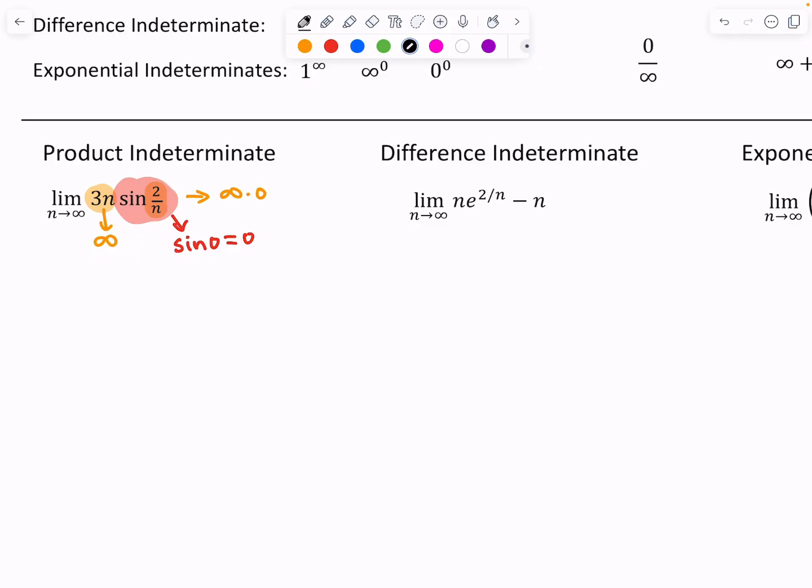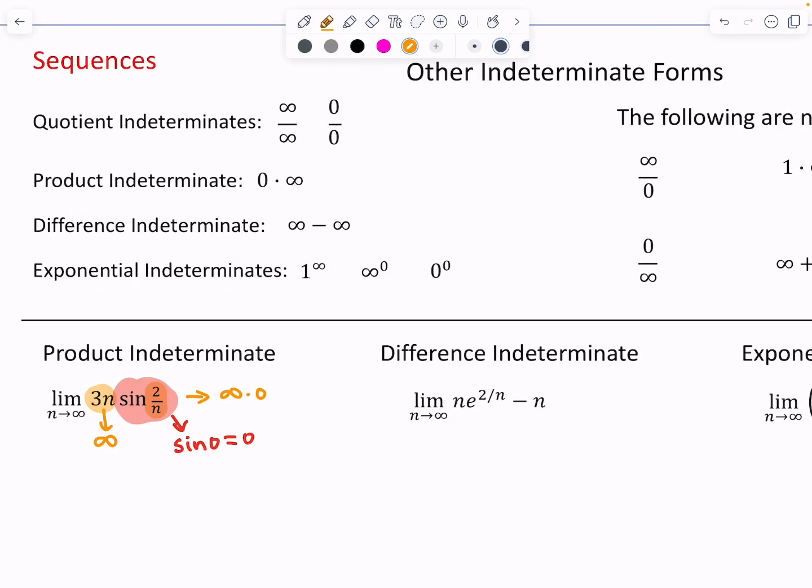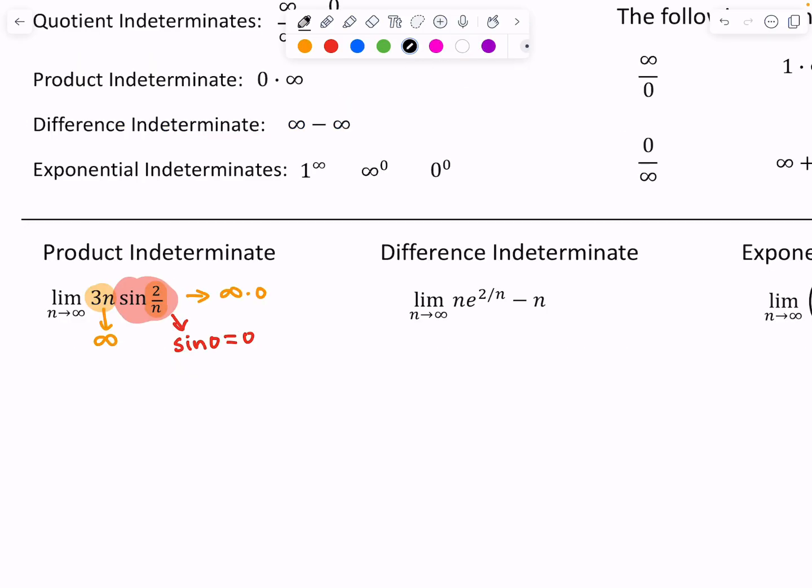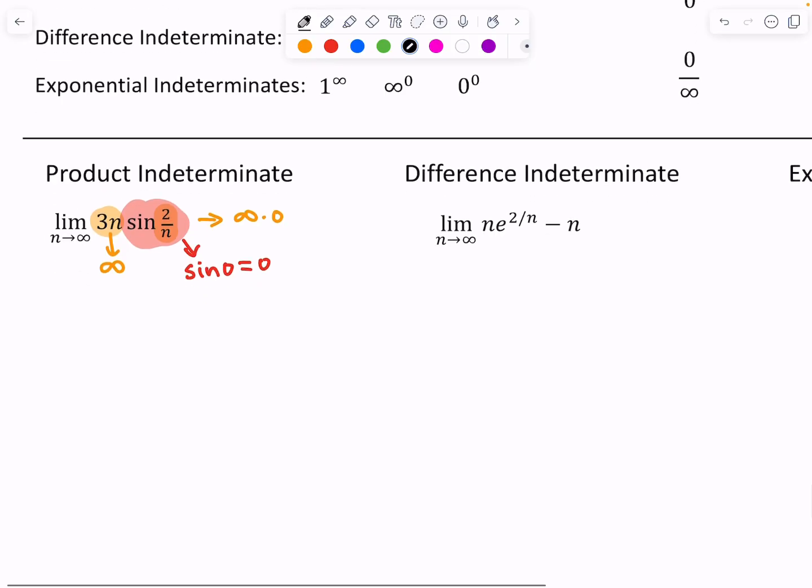So what we need to do is find some way to express this as a quotient indeterminate and then use L'Hopital's rule. L'Hopital's rule should only be applied when you're looking at an infinity over infinity or a 0 over 0. It must be a quotient indeterminate before you apply it. Now in this case, the easy way to accomplish turning this product indeterminate into a quotient indeterminate is to just do some algebraic manipulation. We'll keep the 3 next to the sine of 2 over n, but instead of multiplying this by an n, I'm going to divide by its reciprocal, so divide by 1 over n.